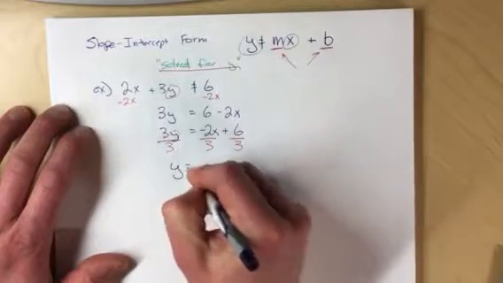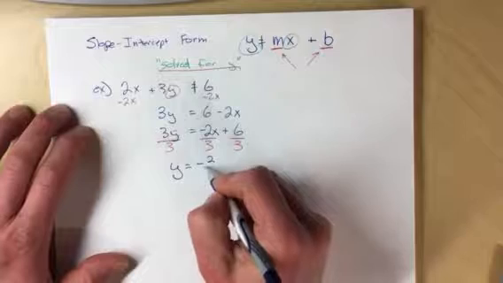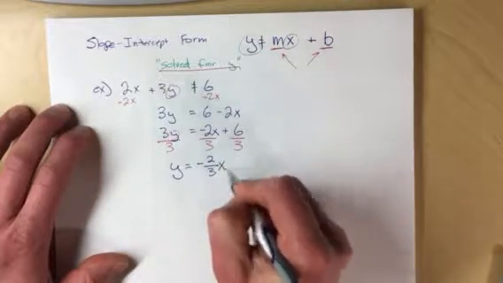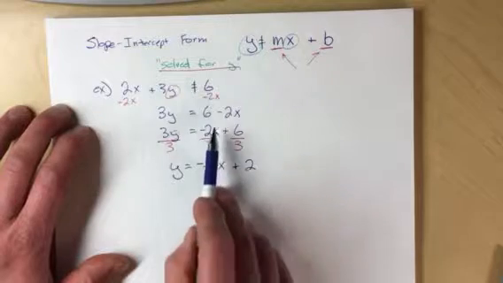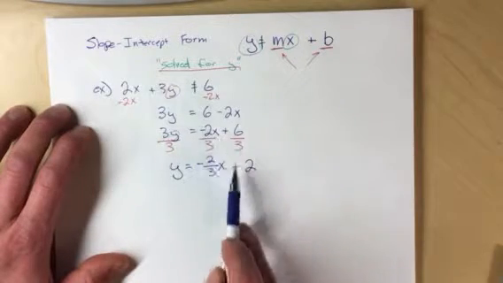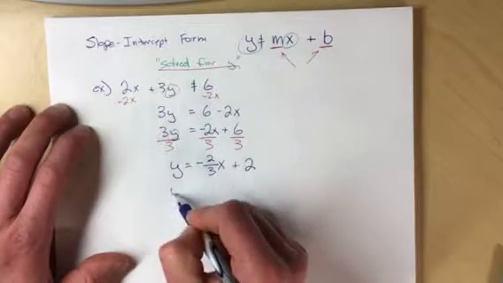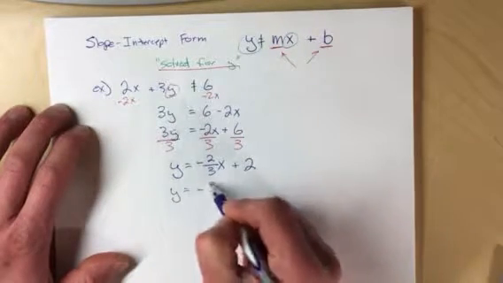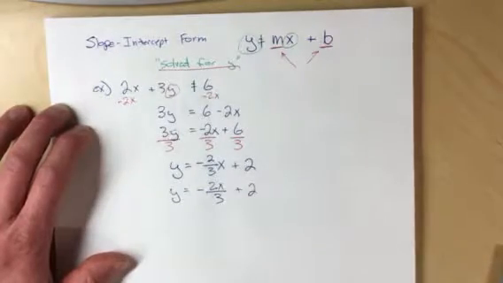So we have y is equal to negative 2/3 x plus 2. Now notice how I did this. Negative 2/3 x. I stuck the x off to the side instead of putting it on top. You might be inclined to say it's negative 2x over 3 plus 2. That's all right as well.